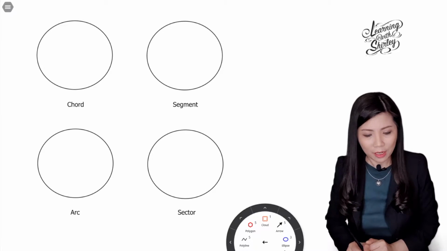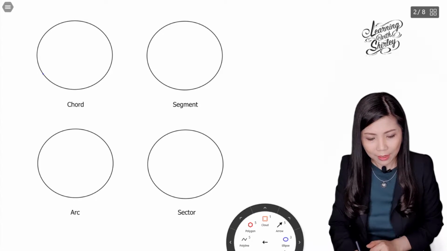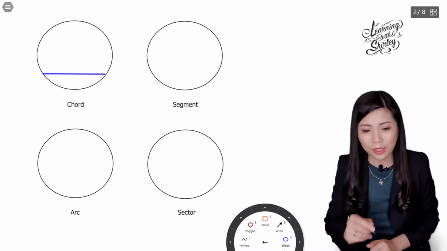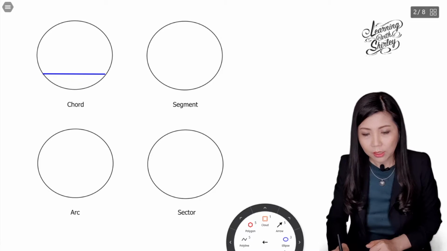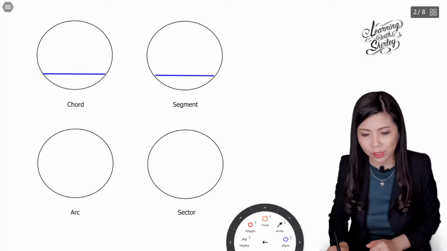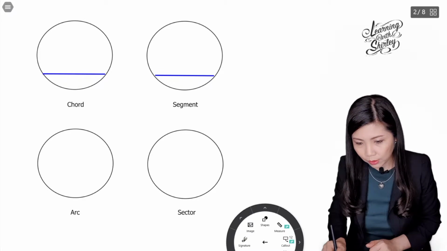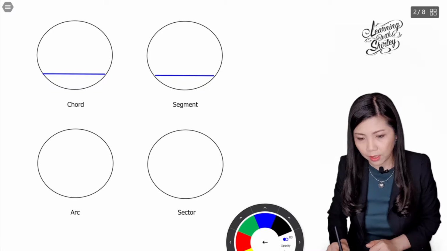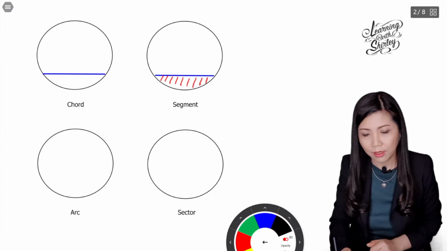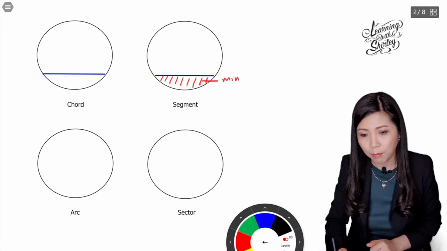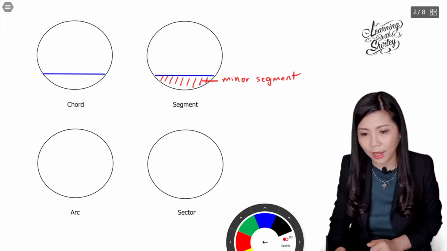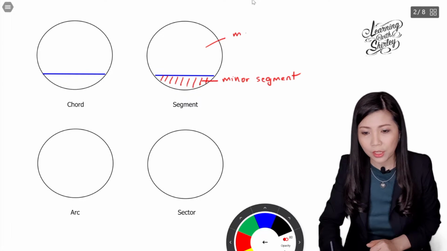What is a chord? A chord is a line segment that joins both points on the circle. So this is a chord. So what is a segment? A segment is a chord of a circle that divides a circle into 2 regions. This region is called the minor segment, and this region is called the major segment.